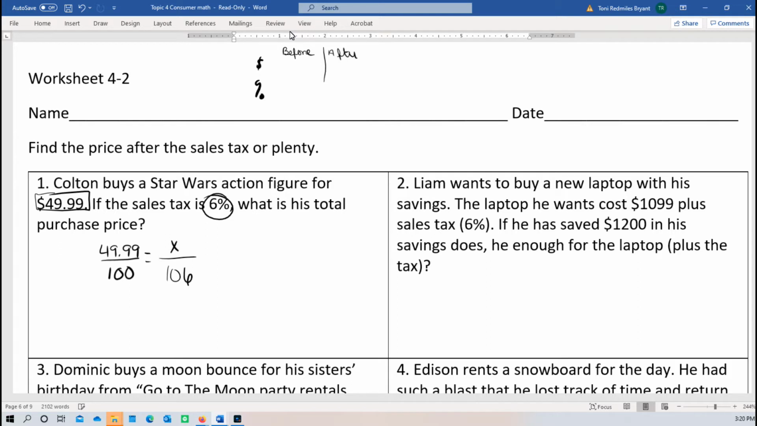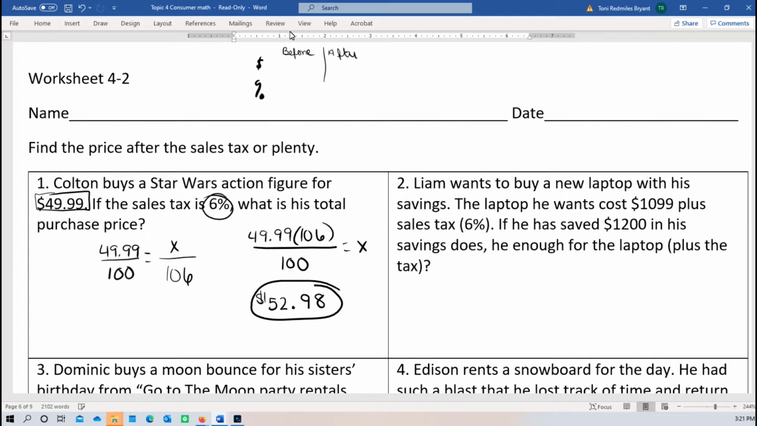So now all we have to do is either crisscross or do our opposite operation, whatever method you use, and it's all going to come out like this. Usually there are a couple of methods that don't, like if you divide first then multiply. But at any rate, our total bill is going to end up being $52.98.